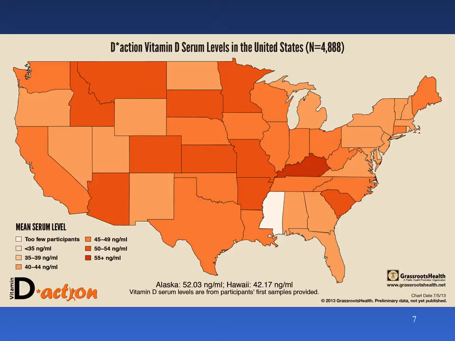The overall serum level increased 3 nanograms per milliliter between the first test and the most recent test, and this data is not pictured here. 90% of the states increased their average serum level from their first to most recent tests. And as a note, Mississippi is white because there are too few participants in that state to have a reliable serum level estimate.